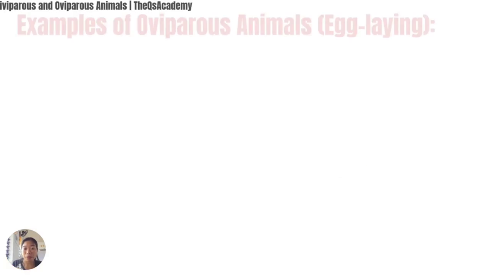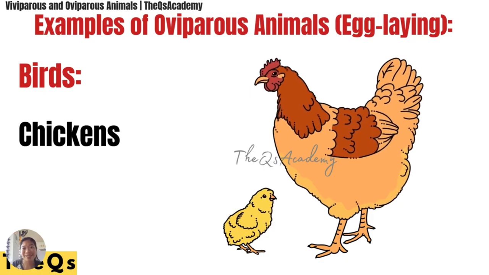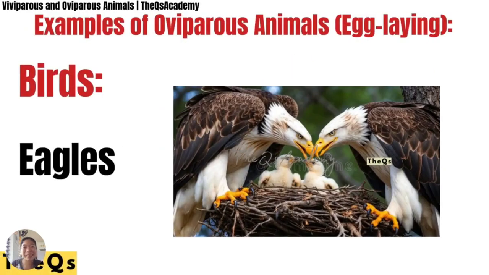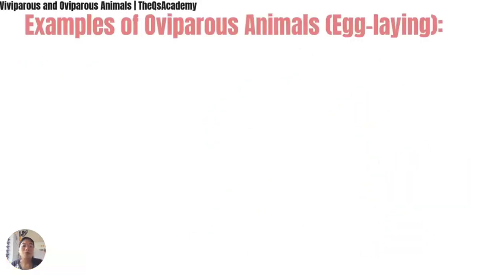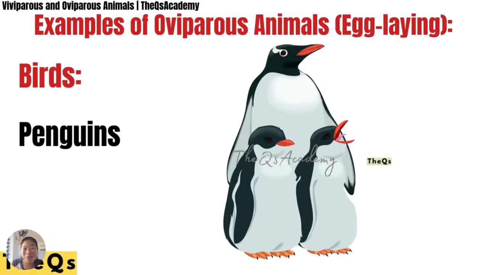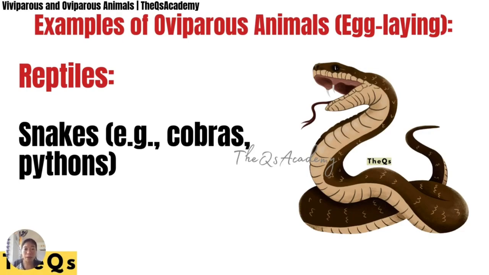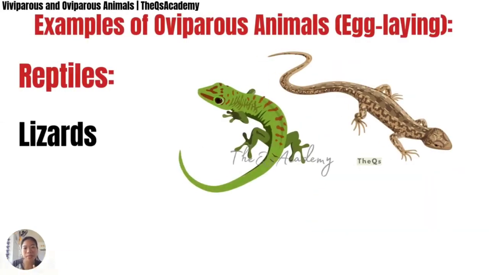So we have examples of oviparous animals. Birds, of course, like chicken. Yes, chicken. We have also eagles, ostriches, and parrots. They lay eggs. And penguins. And reptiles, we have snakes, cobras, and pythons. These snakes are different from the garter snake because these kinds of snakes lay eggs. So they are oviparous animals.